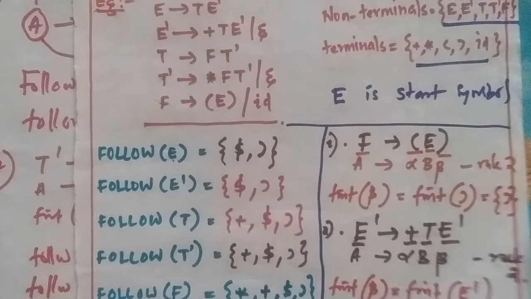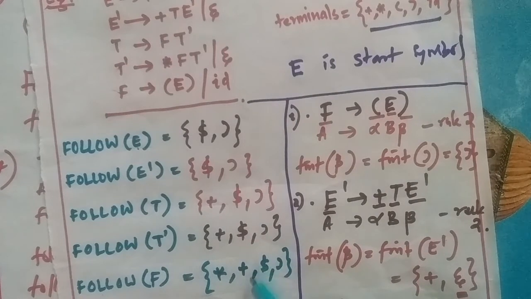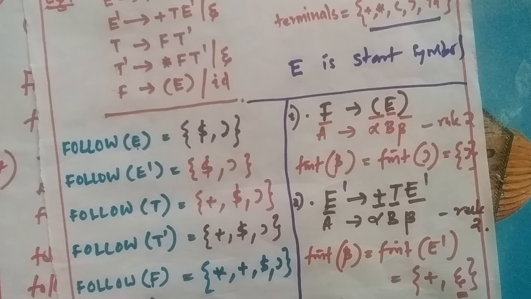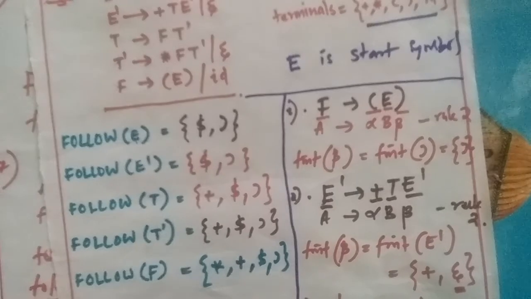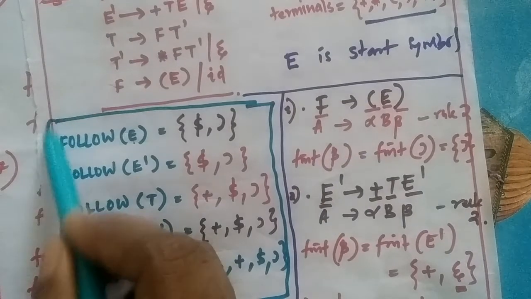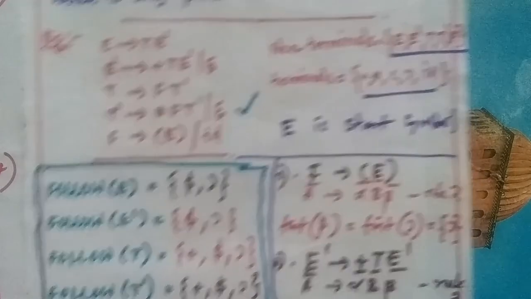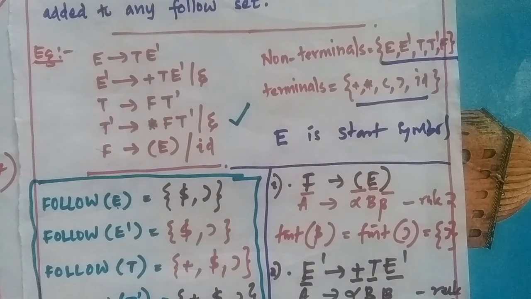So almost all rules we have applied. I think there is no more rule you can identify to increase the symbols in the follow of a non-terminal. So finally we got the follow set. This is the follow of all non-terminal symbols of the grammar G. So this is the way to compute the follow set. This follow set is very important for constructing a predictive parser as well as a top-down parser.